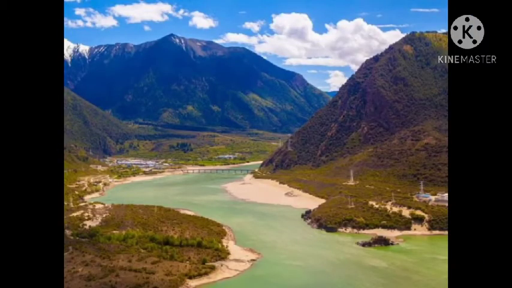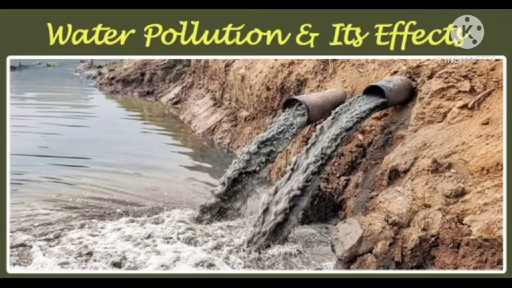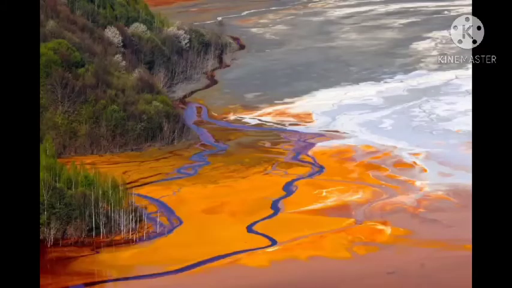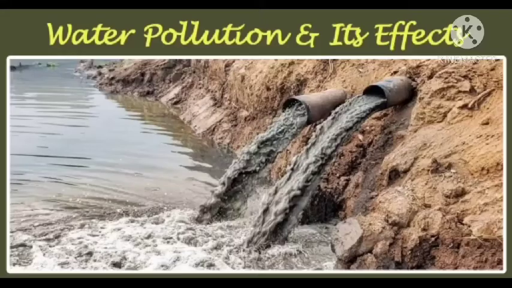Not only that, idols and images which are painted with different chemical paints are immersed in the river water. The immersed, that is, they let go of the idols and images painted with colors into the river water. That makes the river water polluted. Then the chemical effluents which are released by the industries are let into the river water.